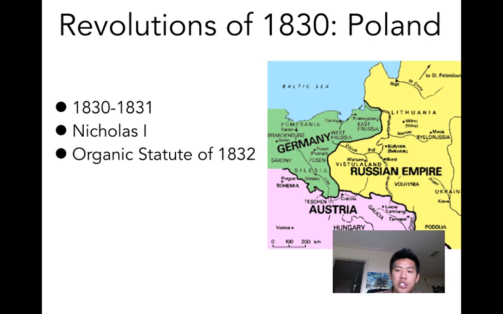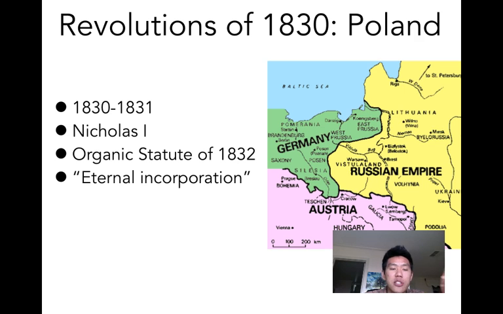He institutes the Organic Statute of 1832, which declares that Poland is going to be an integral part of the Russian Empire. Well, wasn't it already part of the Russian Empire? Well, yes. When Alexander wanted to annex Poland, it was a union. It was a union, but now it's changed to be called an eternal incorporation of Poland into Russia. Very absolute, very firm. It's eternal, right? So what's happening specifically is Parliament is going to be abolished in Poland. The armies of Poland are going to be merged with the Russian army, and you even have thousands of Poles executed and exiled because they were rebelling.